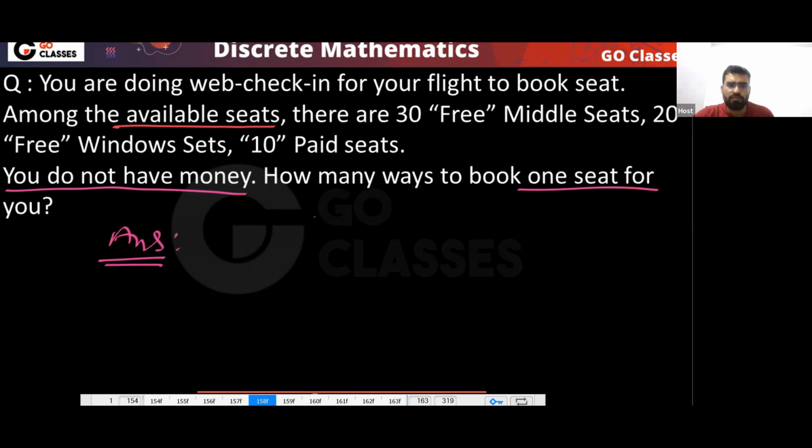So you can book the free seat, right? Yes or no? These are the available seats. So these free seats, or you can use a window seat. So only 50 seats are available: 30 free middle seats and 20 free window seats. Only these are available. So only 50 seats are available for you. How many ways? Only 50 ways are there.